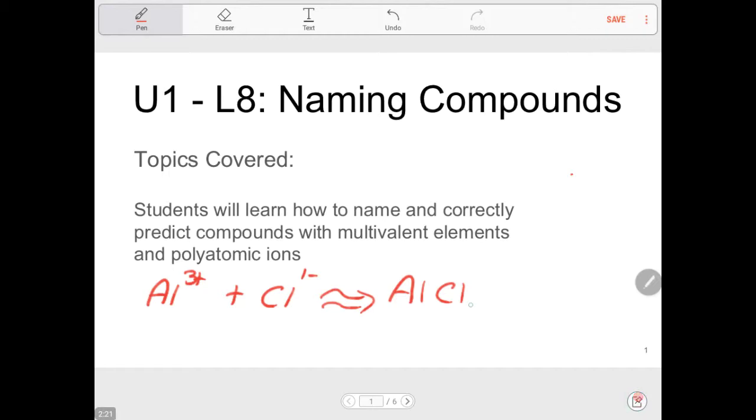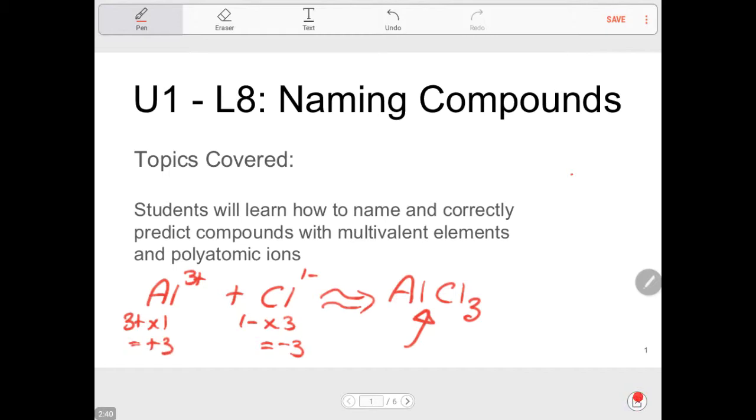Well, we're going to have 3 of the Cl's, because if I have 1 minus times 3, that's a charge of negative 3. And right there I put no number, so that means we have a 1. So we have 3 positive times 1, which is positive 3. So this is now balanced out.